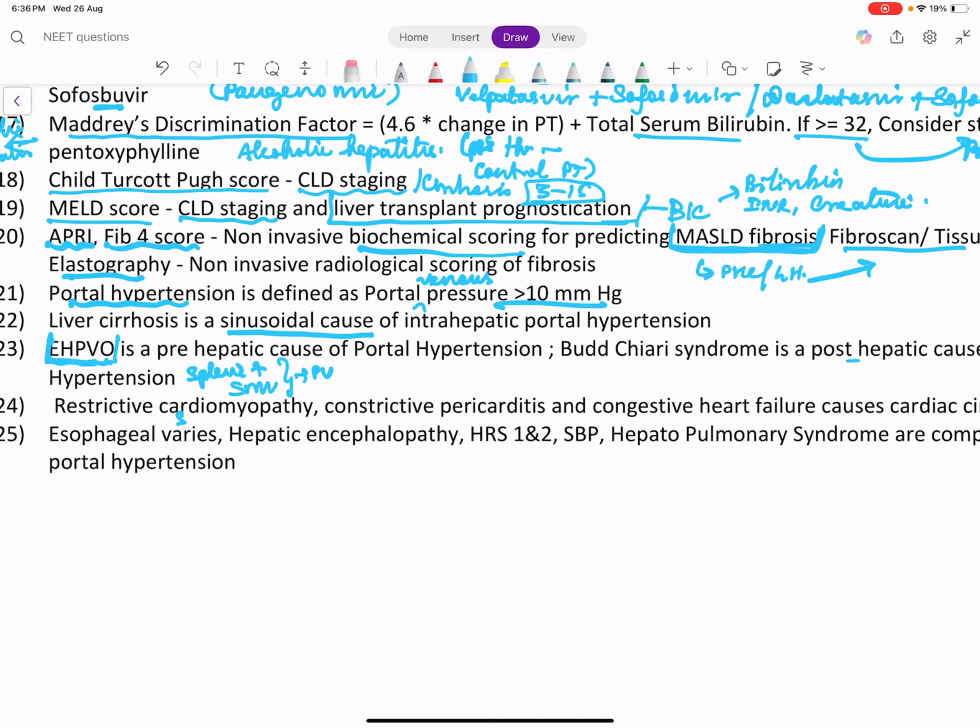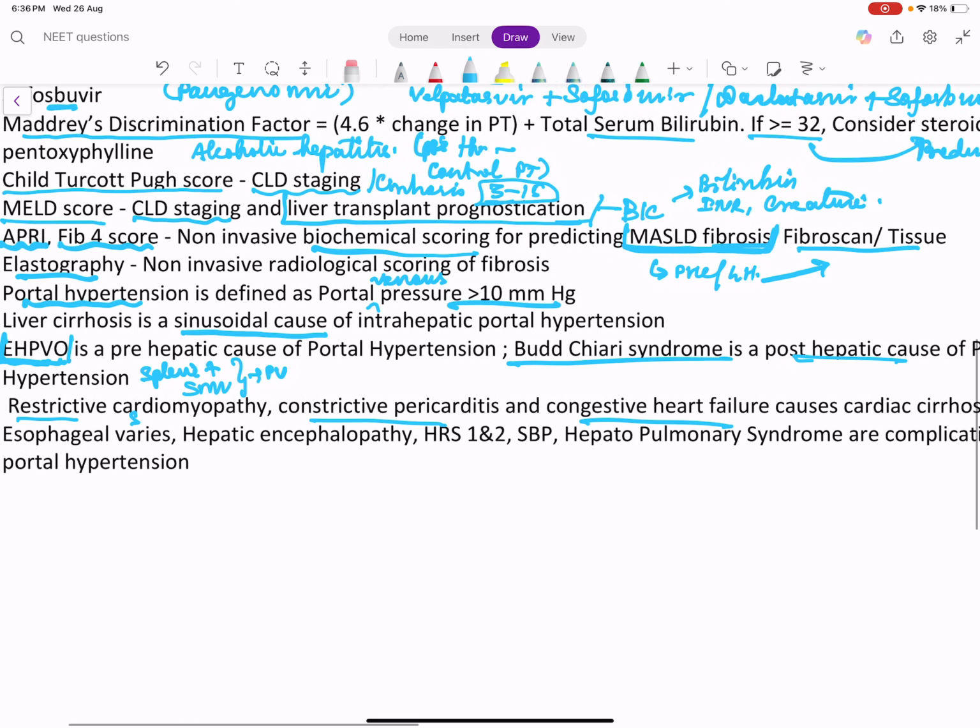The post-hepatic cause is Budd-Chiari syndrome. The heart is also a post-hepatic cause because the 3 branches of the IVC, the hepatic veins, join with the IVC and enter the heart. So any cardiac disease like restrictive cardiomyopathy, constrictive pericarditis, or congestive heart failure causes cardiac cirrhosis.